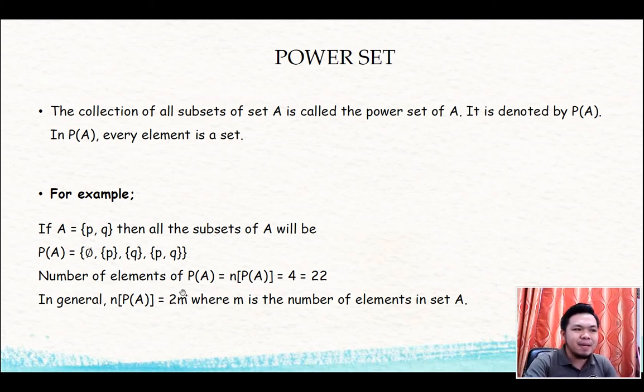Another, the number of elements of the power set of A is equal to 4, which is equal to 2². In general, it is 2^m, where m is the number of elements in the set A.